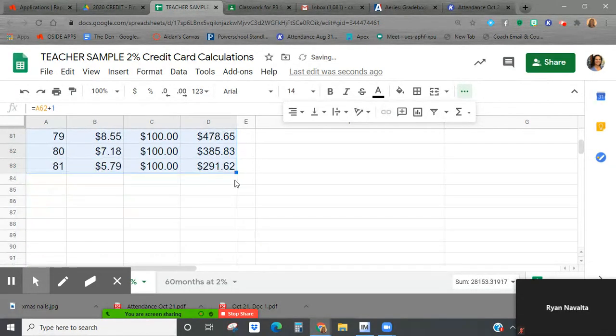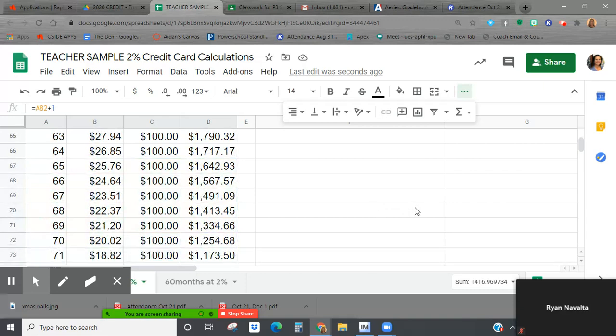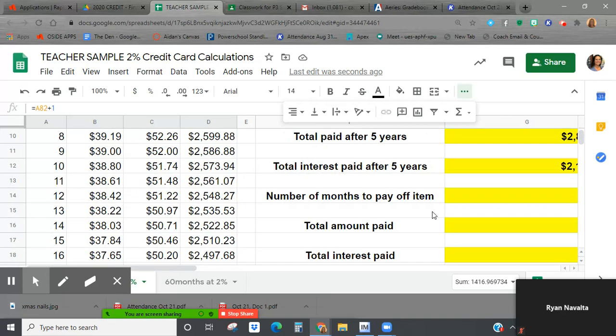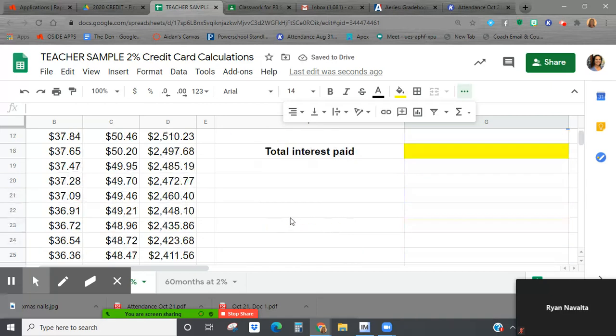Keep going until you get to a balance of 0 or it goes slightly negative. And so for me, that happened in month 84. So how many months did it take me to pay off? Number of months for me was 84 months. Now, what is the total amount I paid on this debt and the total interest?